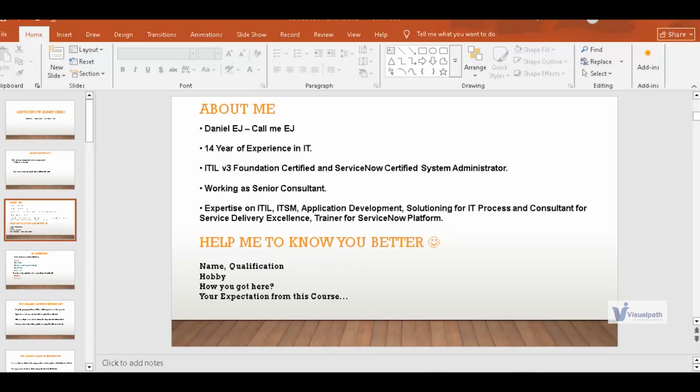So about me, I'm Daniel EJ, and you can call me EJ. I have 14 years of experience in IT, and I am ITIL V3 Foundation certified and a ServiceNow certified system administrator. I work as a senior consultant for an IT company. I'm majorly into ITIL, ITSM application development, solutioning of IT processes, consulting for service delivery excellence, and training for the ServiceNow platform. So this is about me.